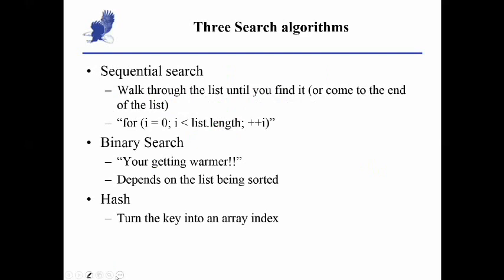So we're going to look at three searching algorithms. The first one's called a sequential search. That's the easiest, and that's the one you've probably already done. Basically, we're going to start at the beginning of the list, go to the end of the list, and if we find what we're looking for, we stop. All right? So we walk through the list until you find it.